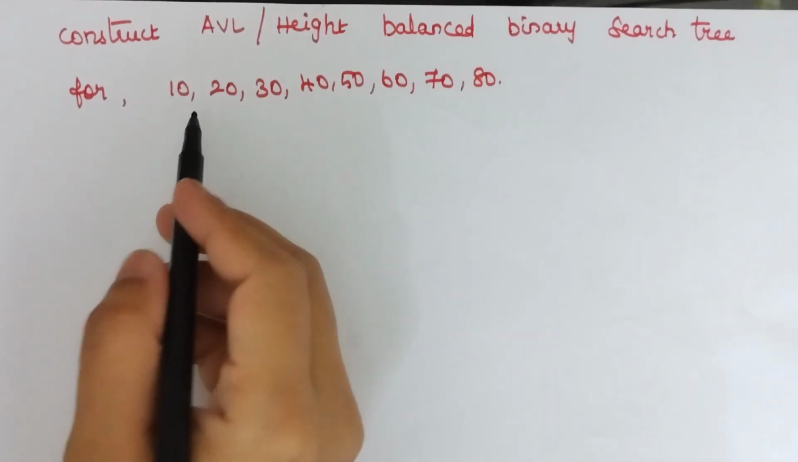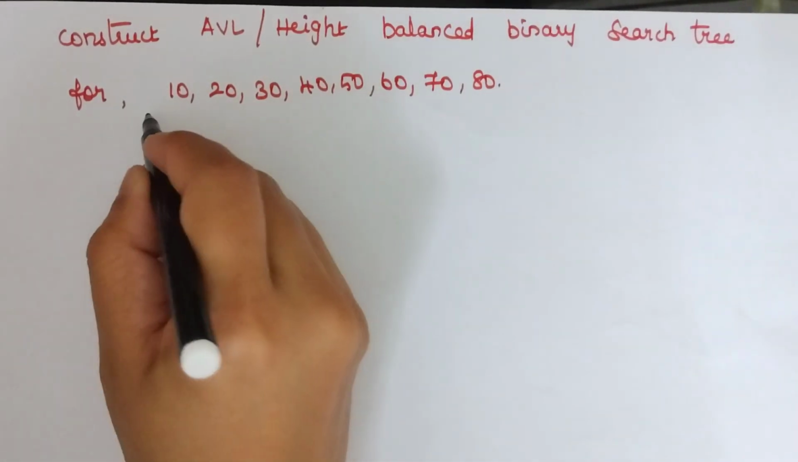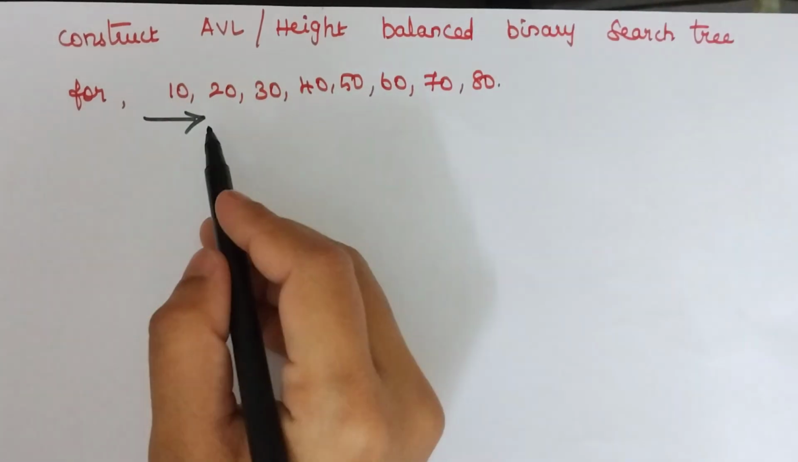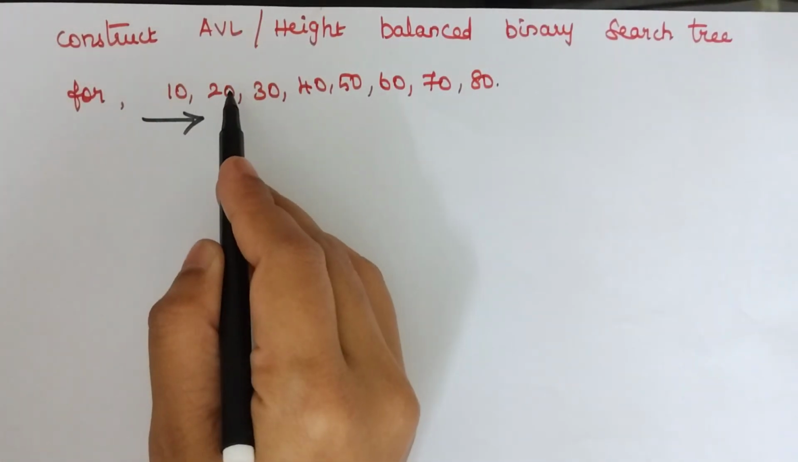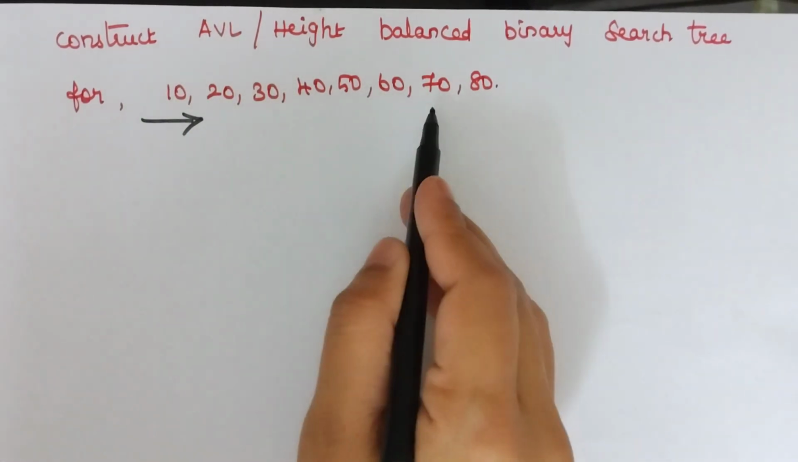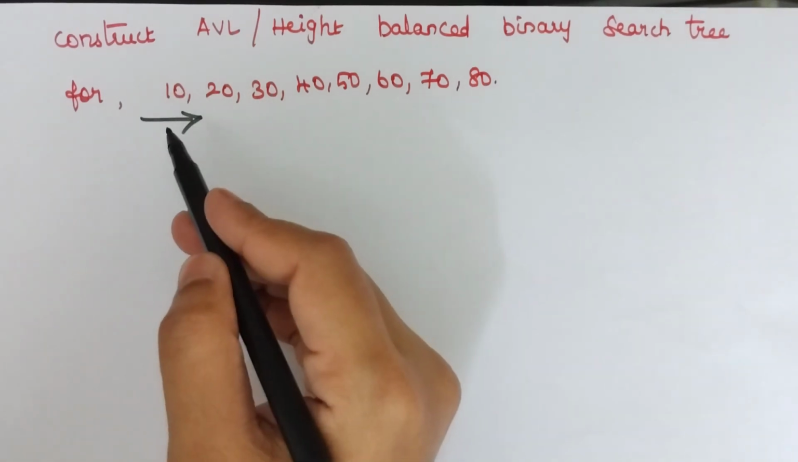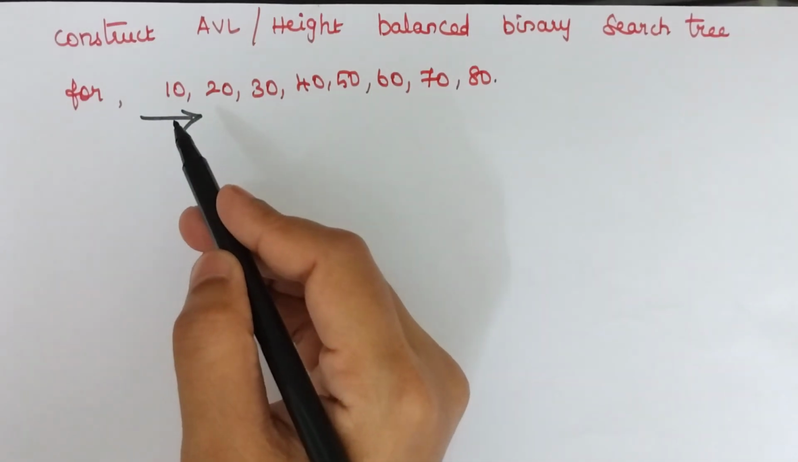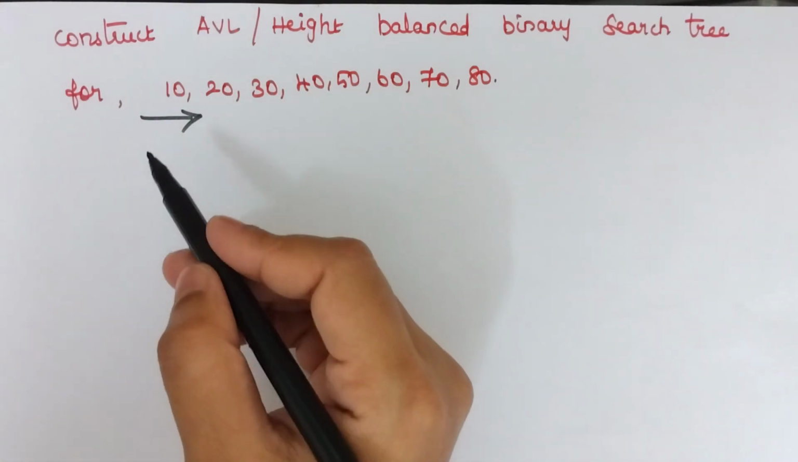Whenever you're given these values, start inserting the values in the given order only. So first you need to insert 10 and then insert 20 and then insert 30, then 40. Likewise, take the values in the given order and insert them one by one. That should satisfy the binary search tree property. Also you need to make sure whether the tree is height balanced by finding the balance factor.